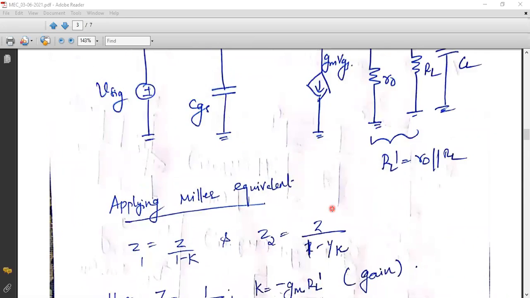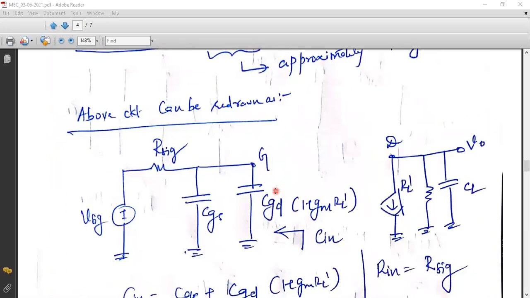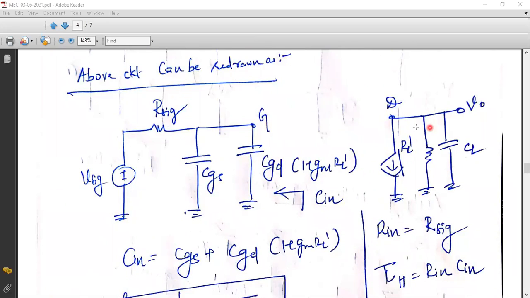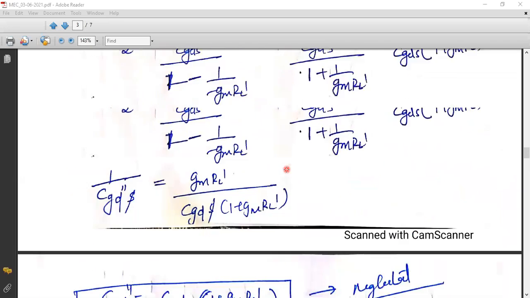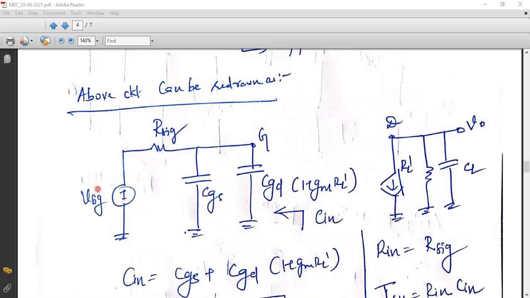Okay. So with these results, now I'm going to redraw this circuit as shown here. So above circuit can be redrawn by applying our Miller equivalent. So the essence is I have disconnected CGD because it is a bridge capacitance between gate and drain. So I will remove this bridge capacitance. Instead of that, I will connect only CGD dash, which is equal to CGD into 1 plus GM RL dash. Remaining things and all I have shown as such.